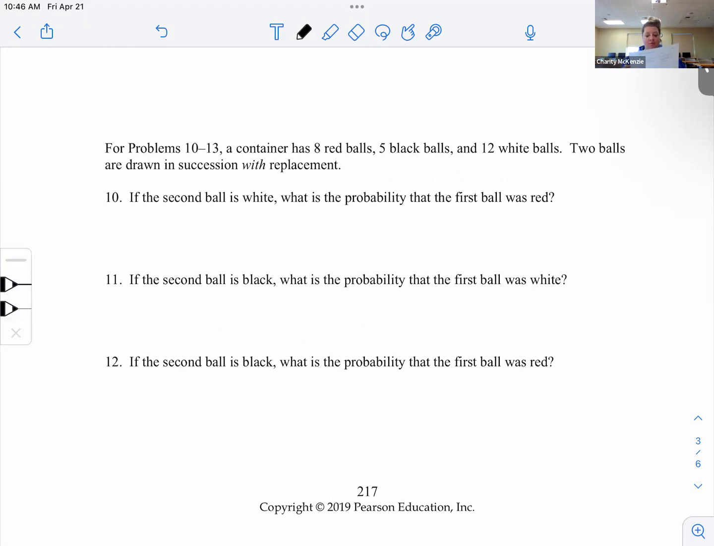The probability of a red ball. This one might be harder than I even make you do. A container has 8 red. Yeah, this is just too hard to do a tree with. 2 balls are drawn in succession without replacement. If the ball is white, what's the probability that the first ball was red?